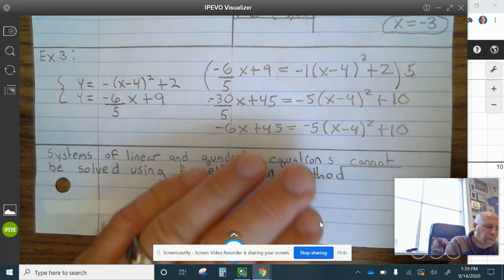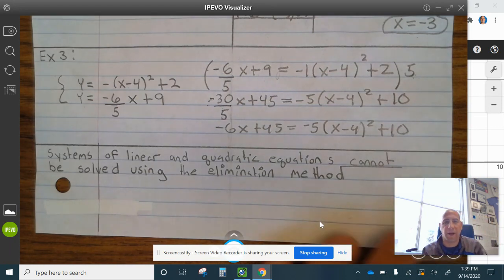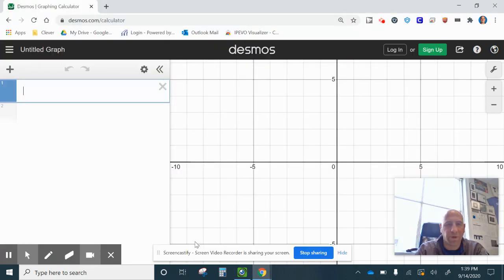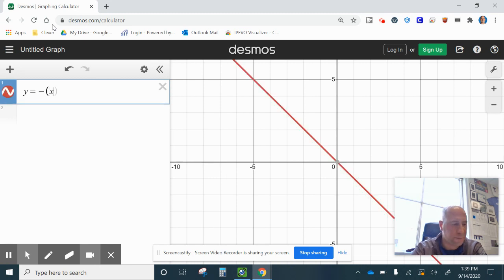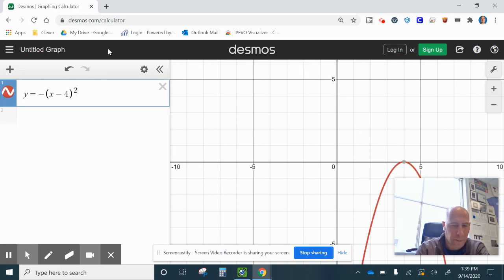If you get to a point where you can't solve it algebraically, you're going to go back to how we did it in our journal page 19. We're going to solve graphically. Okay, so let's do that now. Okay, so let me get Desmos open. So we're going to graph y equals negative (x minus 4) squared plus 2.